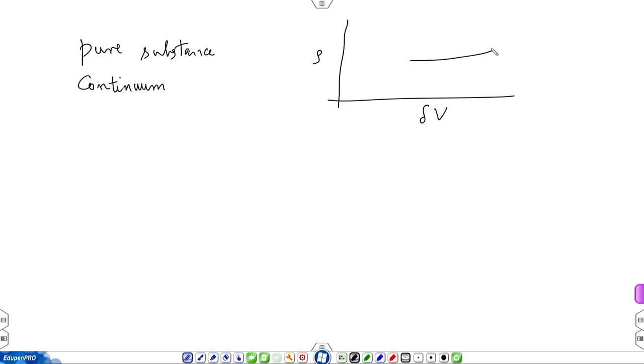So, this delta V is changing over several orders of magnitude. Okay. So, it is a log scale. All right. So, units will be, you may put meter cube or microns, you are going from meter cube to microns to much smaller than that. What will happen when it becomes really tiny? What will happen is the particulate nature of matter will show up.